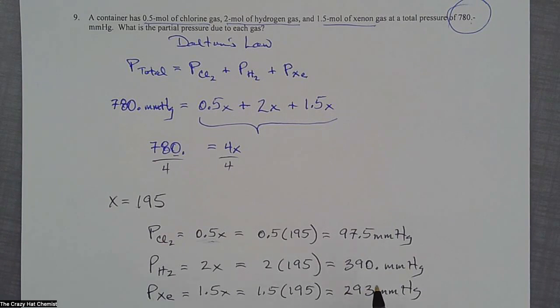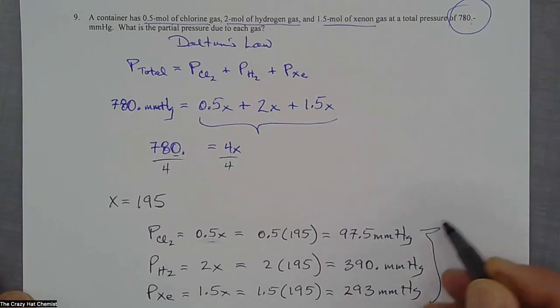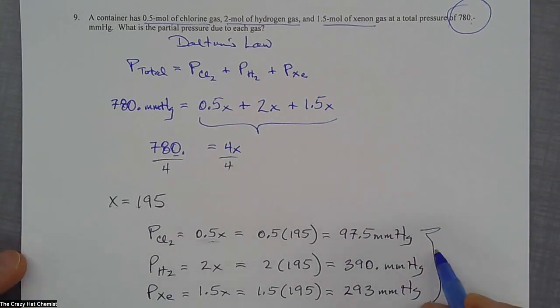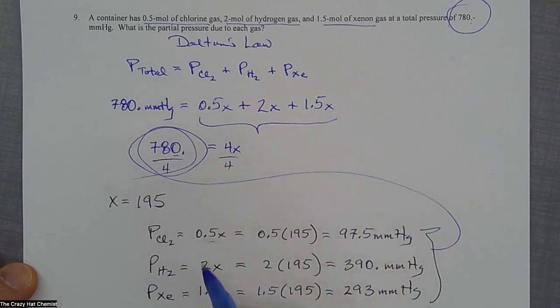If you wanted to check your work, you should be able to sum up these 3 numbers, and they should be very closely approximating the 780, which they do. If you have the unrounded numbers, they will actually equal the 780 exactly. But these are rounded numbers, so they will be very, very close to the 780. All right. That is a perfect example of Dalton's law of partial pressures.